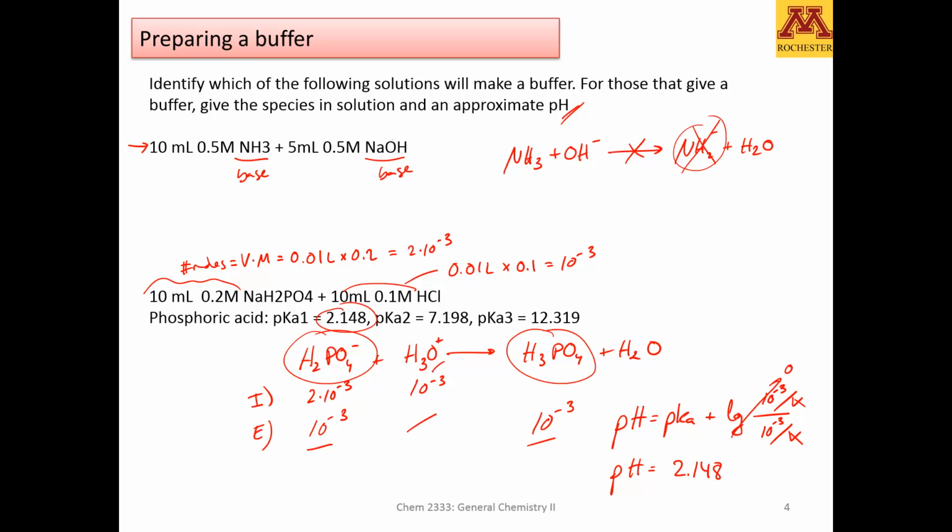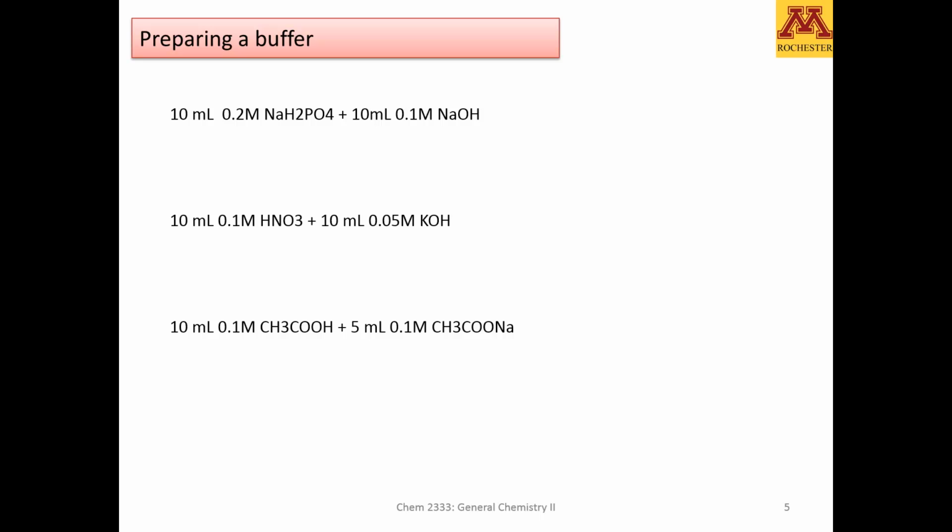That's the pH resulting when you mix these two species in these concentrations and volumes. Let's keep going. Now notice that we're going to do the same, but now we're going to be adding base. So we have the hydrogen phosphate and base, and that will give hydrogen phosphate and water.